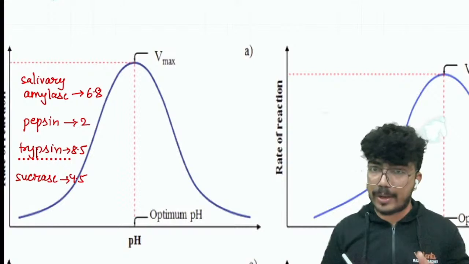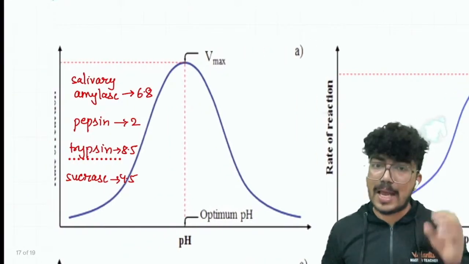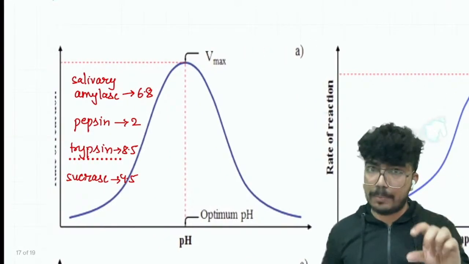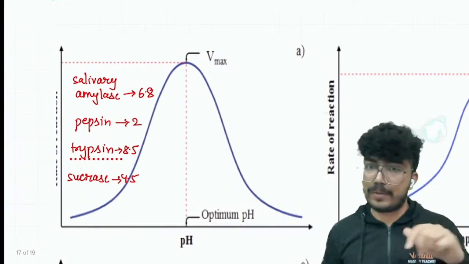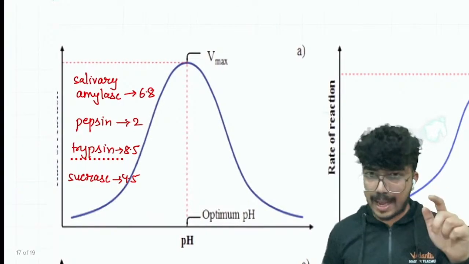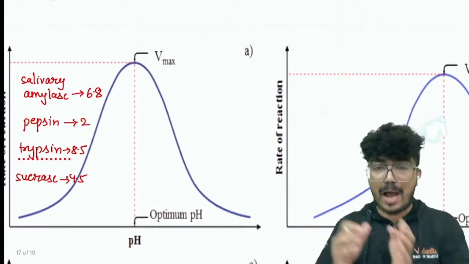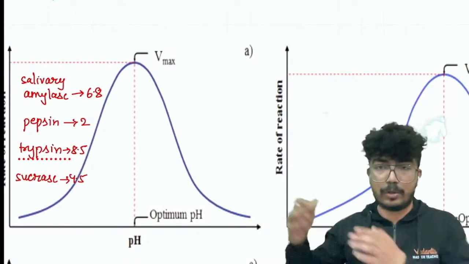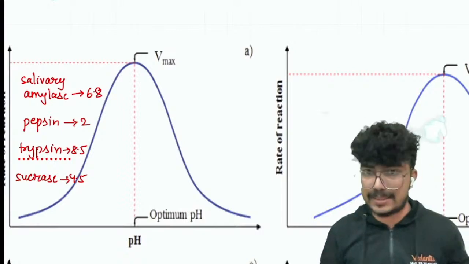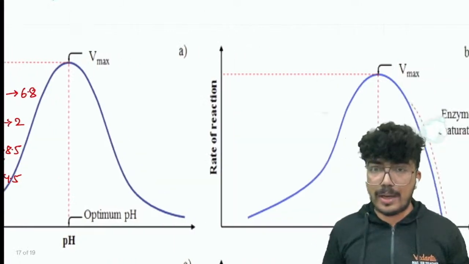So if you look at the graph, it clearly says that at a particular pH, that is the optimum pH, the rate of the reaction, the Vmax or the maximum velocity of the reaction, will be the highest. And as we move away from the optimum pH, whether towards the alkaline side or towards the acidic side, the enzyme activity is going to decrease, right?